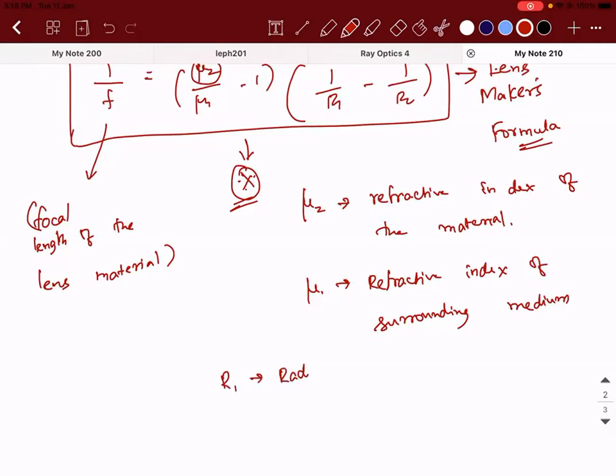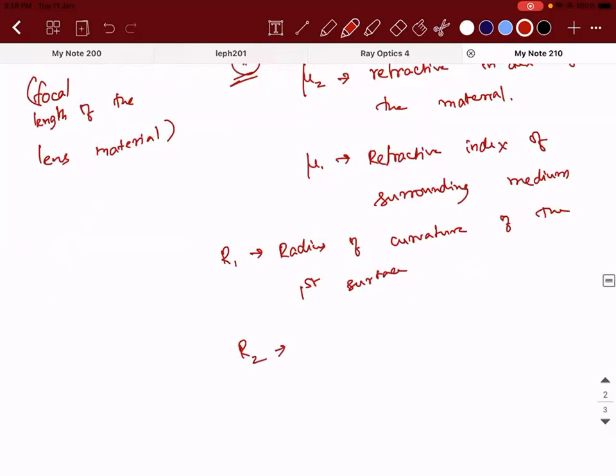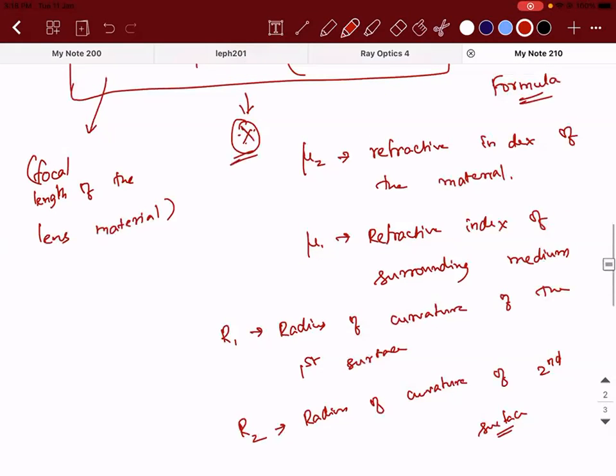R1 is the radius of curvature of the first surface. R2 is the radius of curvature of the second surface. Please make a note of it. We'll do some 3 to 4 problems based on this concept. Then we'll move on to the next important topic. So am I clear to this point?